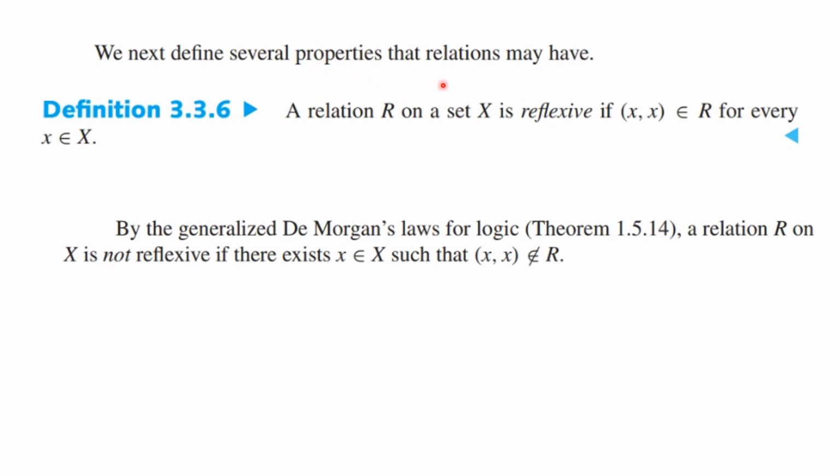We define several properties that relations may have. We say a relation is reflexive if (x, x) is an element of R, for every x in capital X. Now, this means that a relation R is not reflexive if there exists an x, an element of capital X, such that (x, x) is not in R.